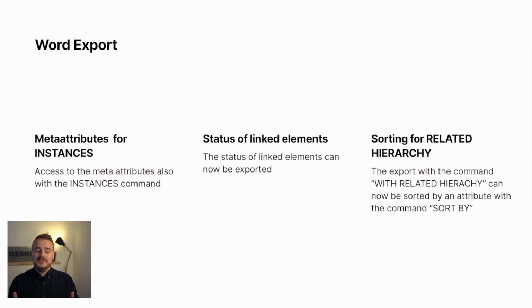The next change belongs to the Word export. It's now possible to have access to the meta attributes with the command instances, which was before only possible for the table command. The next thing is that you now have access to the status of every linked element. And the third one is regarding the related hierarchy command. With that, you're able to export elements which are connected to one specific element, like it's done in the refinement view, and sort them or group them by the relationships.